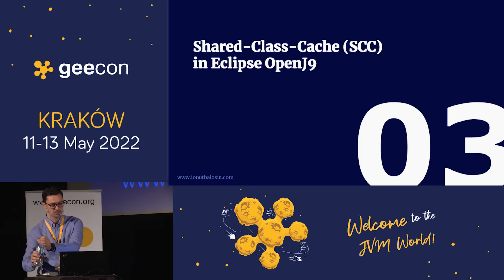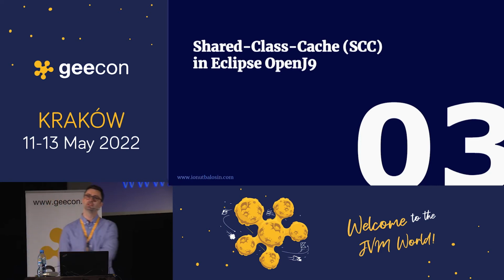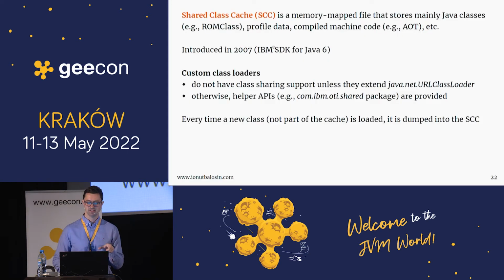Basically, OpenJ9, as mentioned initially, is a different JVM implementation. It has nothing in common with HotSpot, right? So it's totally different. And a similar feature has been there for a while, since the IBM SDK for Java 6, which was introduced in 2007. Of course, it was enhanced, as every feature is enhanced over time. The main idea is the same: I'm just dumping some classes in an archive, and on subsequent runs, I'm reusing them.